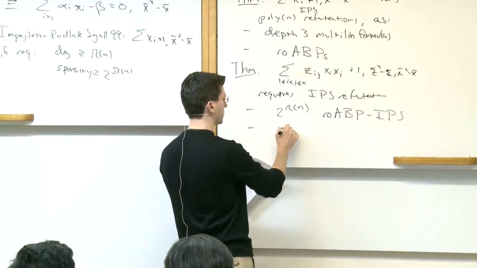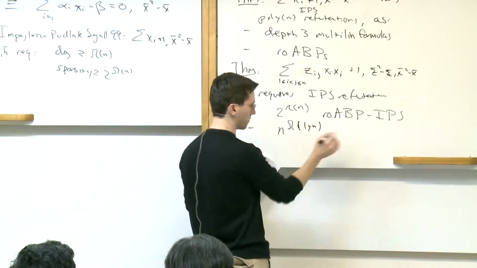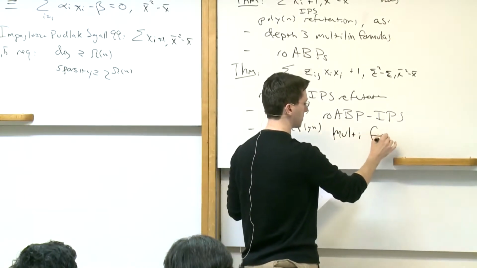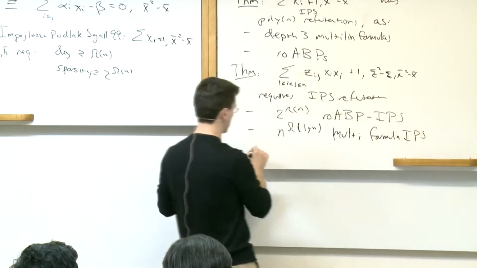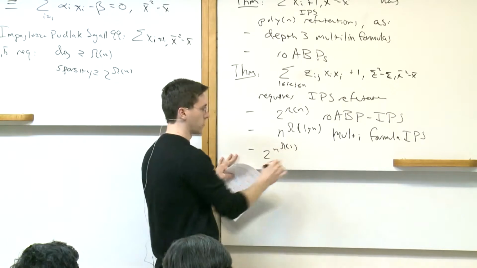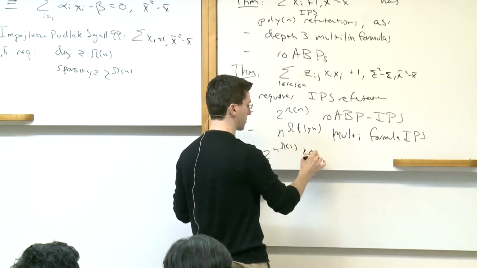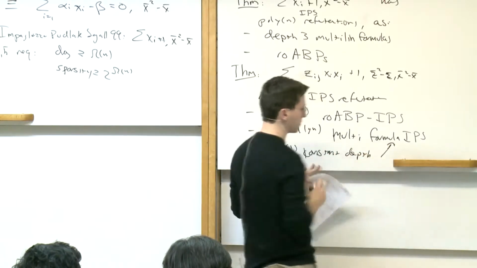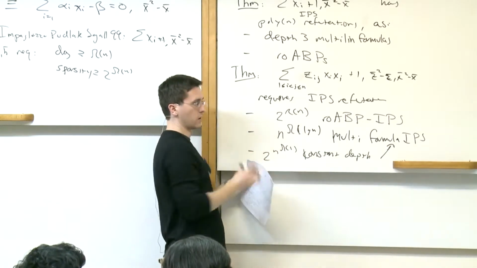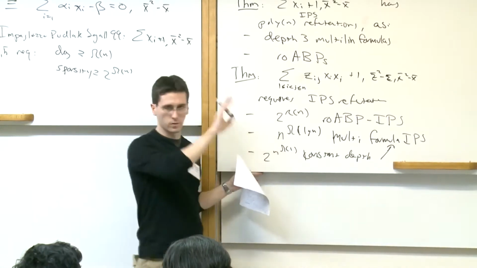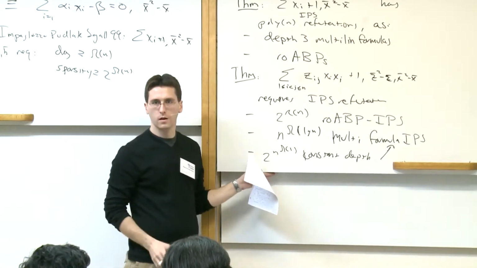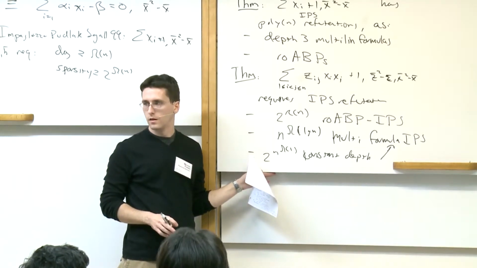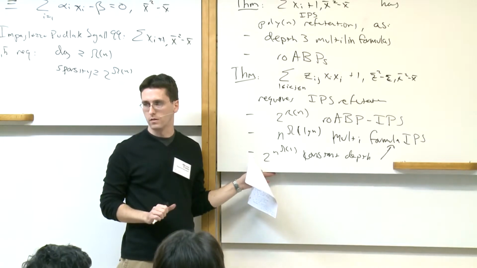If you ask for multilinear formulas, there's an n to the log n lower bound for multilinear formula IPS. And there is a 2 to the n to the omega 1 lower bound for constant depth multilinear formulas. So for general multilinear formulas, there's an n to the log n lower bound. For the constant depth version, you get 2 to the n to the omega 1, and the omega 1 depends on the constant depth. It's like 1 over the depth-ish. But the same lower bound is Raz and Yehudayoff, yeah.